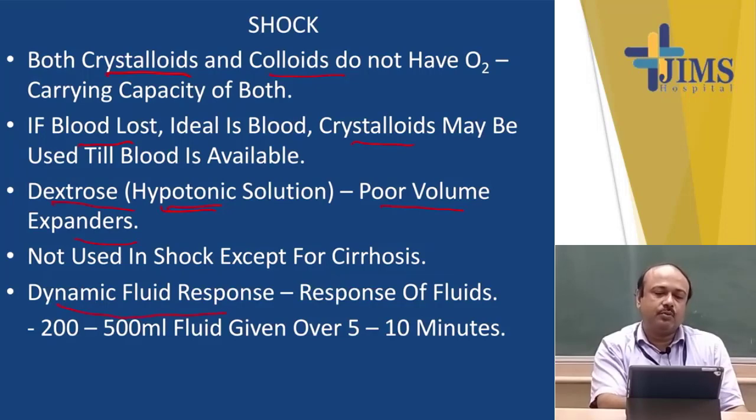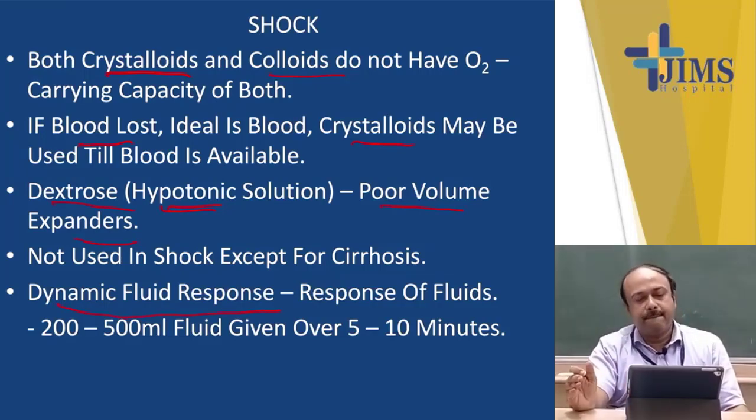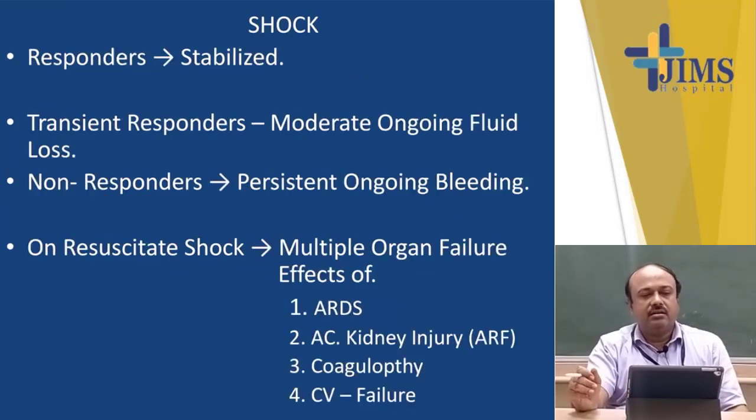Now, what is dynamic fluid response? Response to fluids: 200 to 500 ml of fluid is given over a period of 5 to 10 minutes, and if the patient responds, then it's okay, the patient is stabilized. Transient responders are those who have a moderate ongoing fluid loss. Non-responders are those where there is persistent ongoing bleeding and the response is not at all seen. So either they are responders, transient responders, or non-responders.